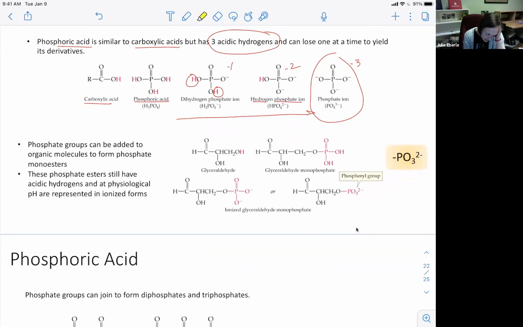Last thing I want you to know from this slide. Phosphate groups can be added to organic molecules, so we can phosphorylate something, or they can be ripped off of organic molecules. We can dephosphorylate something. This is showing you an organic molecule. I don't care if you know what the organic molecule is. It's a carboxylic acid, but we can put a phosphate group on it, okay? That's called phosphorylation. We'll phosphorylate that. You don't have to know that it's called a monophosphate.